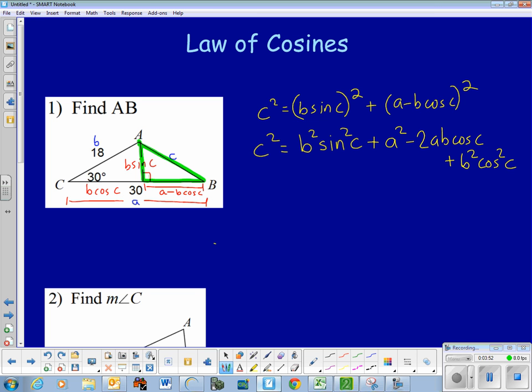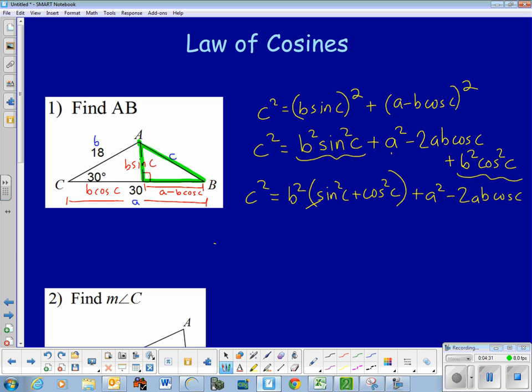So now if we clean this up a little bit, I want to take this term and this term, group them together and factor out B squared. I'm left with sine squared C plus cosine squared C, plus A squared, which is here, minus 2AB cosine C. Now here's a rule. Depending on the order in which you're learning your trig, there's a rule called a Pythagorean identity that says that sine squared of anything plus cosine squared of that same thing equals 1. So this is basically gone.